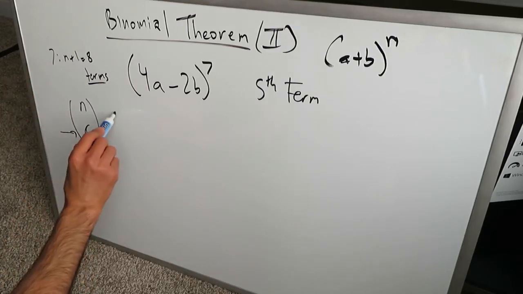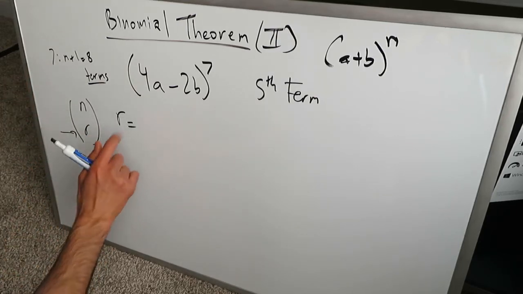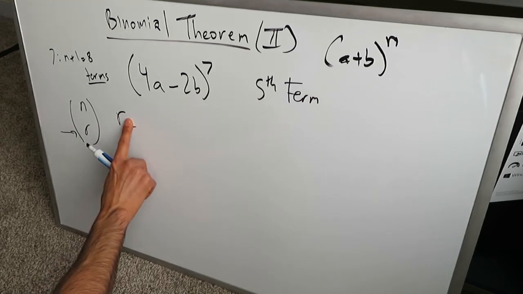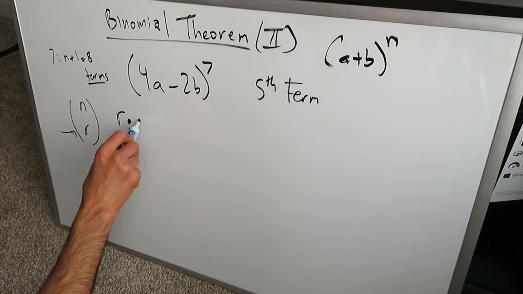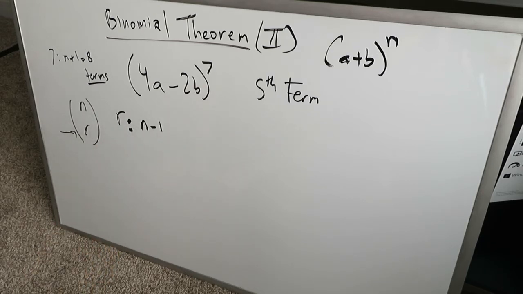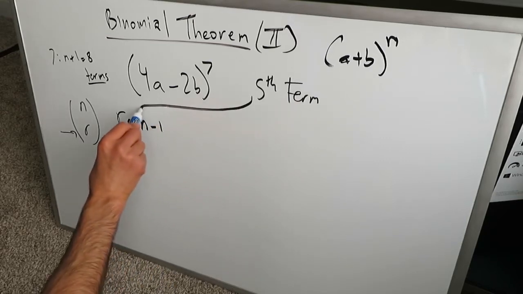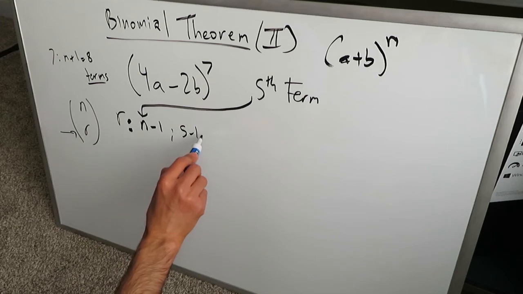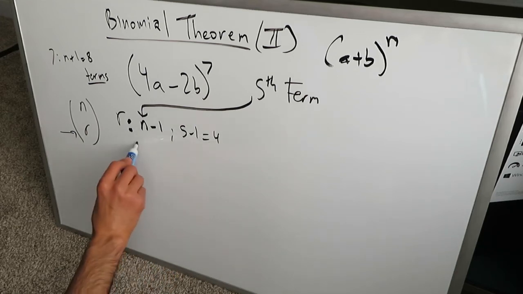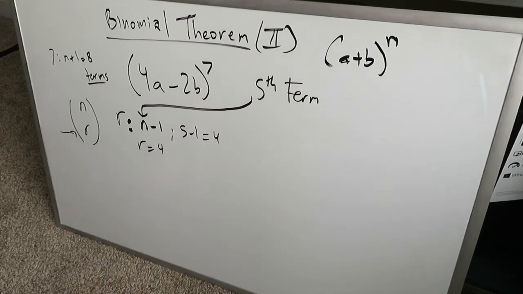What's the r value? The r value is always equal to, instead of putting the equal, let me put a colon because I'll be putting an equal very shortly. The r value is always n minus 1. What's your n? The term you're finding. Here is my n right here. So that makes it what? 5 minus 1, which makes it 4. So here r is equal to 4.